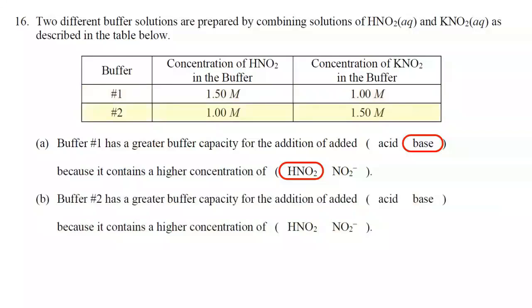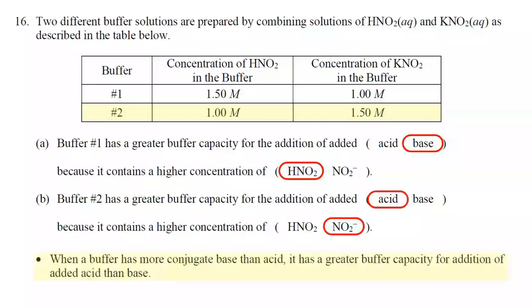Now let's flip it around for buffer number 2. This is part B. Buffer number 2 has a greater buffer capacity for the addition of added, and we have to circle that word, because it has a higher concentration of, and that would be NO2-. We can see that 1.5 molar for the potassium nitrite is greater than 1 molar for the nitrous acid. So if it has a higher concentration of the conjugate base, it will have a greater buffer capacity for the addition of added acid. Again, here's that essential knowledge statement. When a buffer has more conjugate base than acid, it has a greater buffer capacity for the addition of added acid than base.